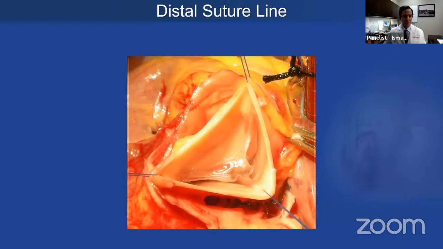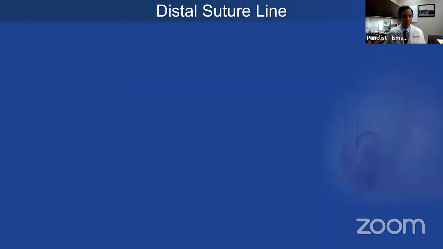Distally, the autograft has to be trimmed, leaving no more than 2 to 3 millimeters above the commissures, instead of leaving long pulmonary artery tissue, which can only dilate under systemic pressures and then stretch the sinotubular junction and cause aortic regurgitation.